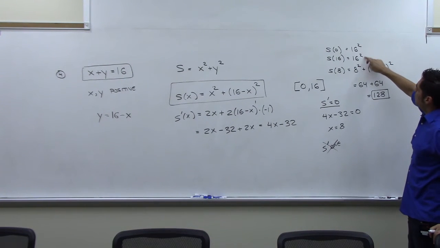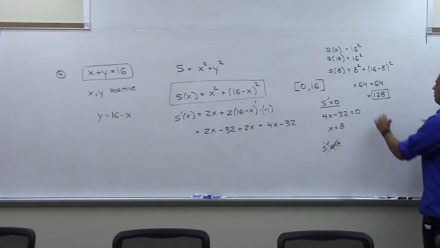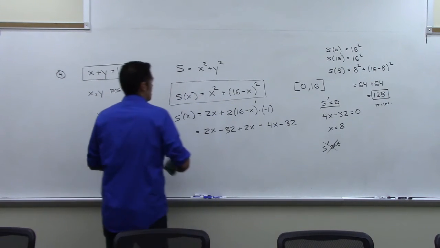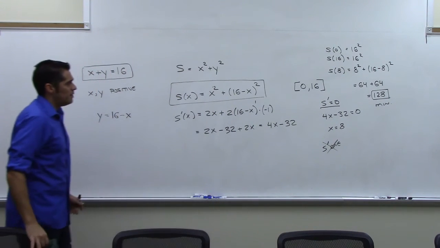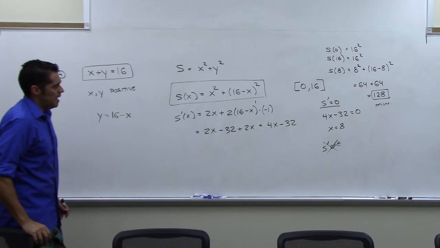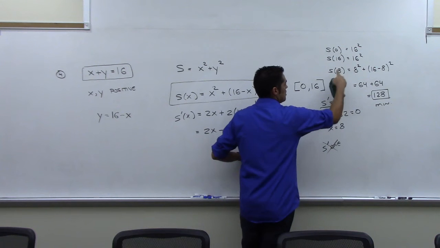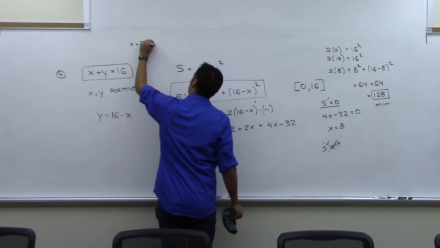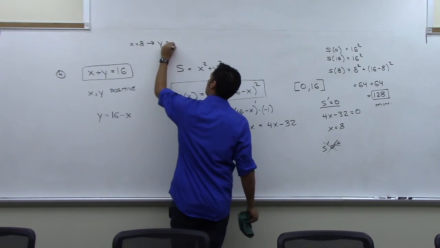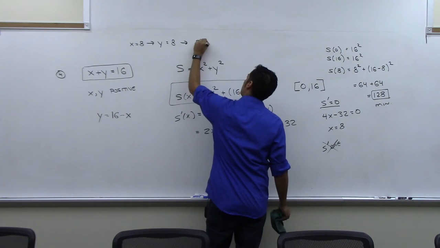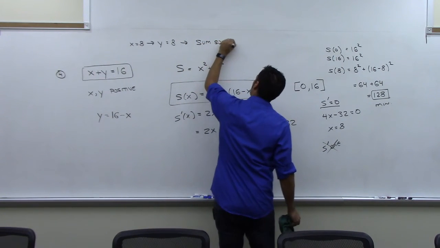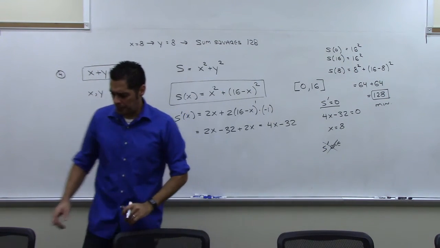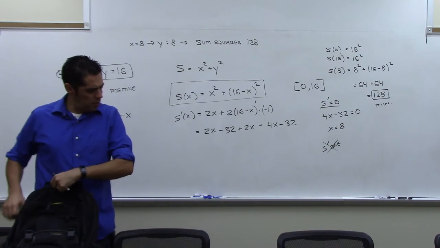16 squared and 16 squared, those are both bigger than 128. So this is the minimum. So I'm going to get a minimum sum of the squares if I let x be 8. Okay, so if x is 8, the sum of the squares is going to be 128. So x must be 8, and of course that means that y must be also 8. And that means that the sum of the squares will be 128. And that's it for number 4.